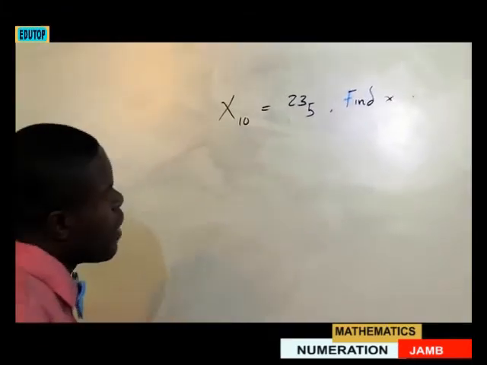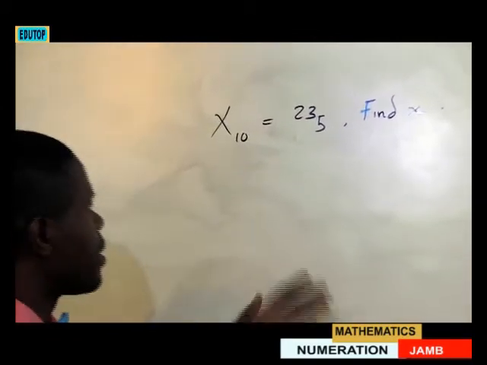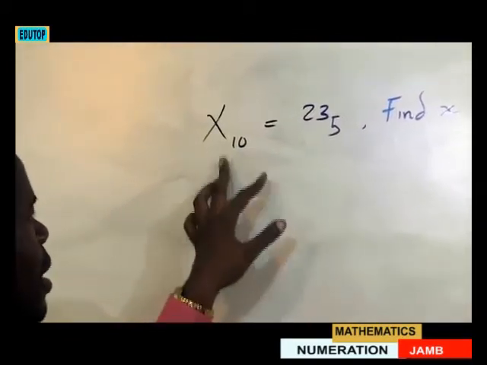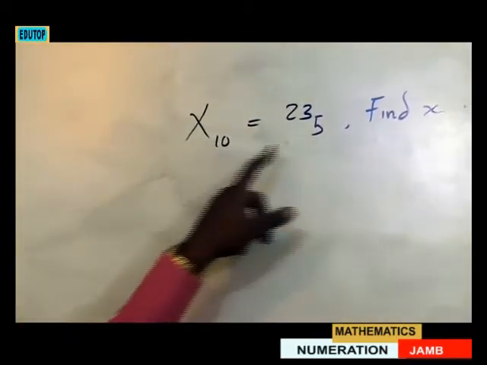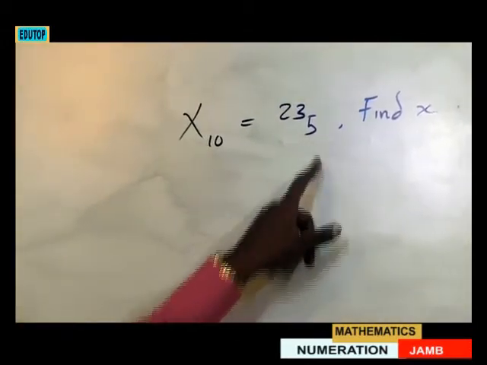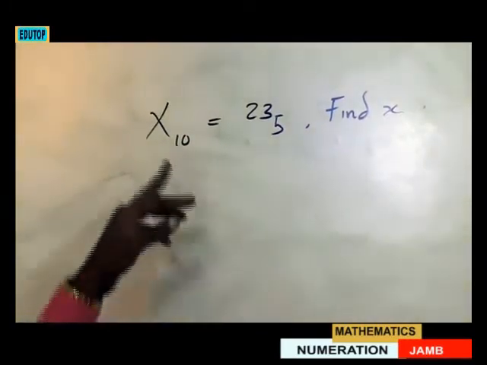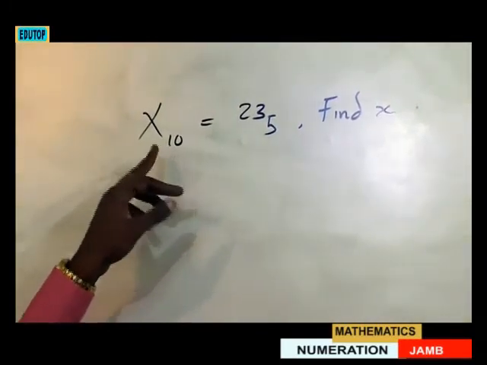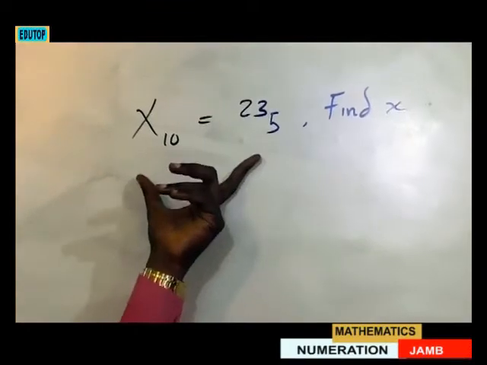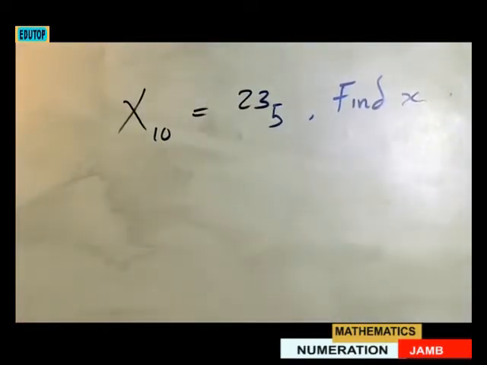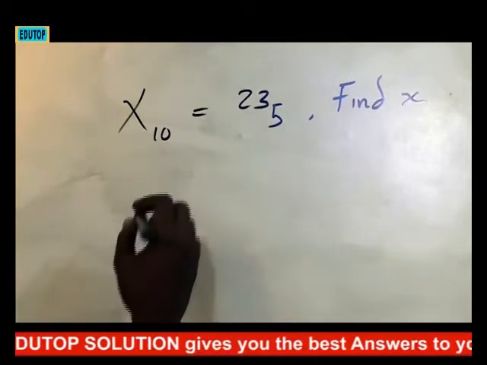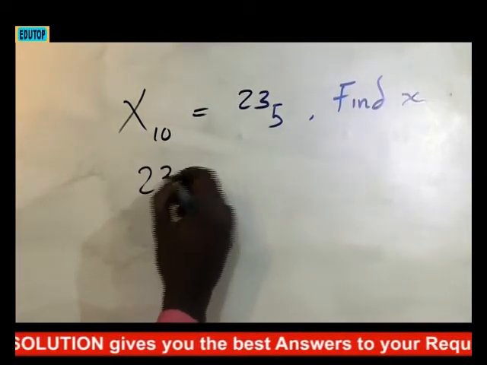In this situation, the first thing we need to note is that we have 2 entities that are of different bases. This one is in base 10, while this one is in base 5. Here, the standard base is base 10. So what we need to do in this respect is to convert this to base 10. How do we convert to base 10? Simply, we have 23 base 5.